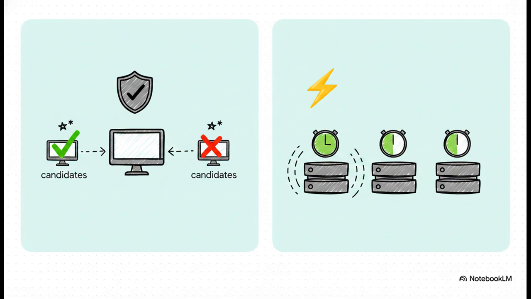Now, this whole election dance has two big goals. First up is safety. You absolutely can't have two leaders in the same term. Raft guarantees this with a simple rule. Each server can only vote once per term. Easy. The second goal is liveness. An election has to actually pick a winner eventually. Raft achieves this with a really neat trick, randomized election timeouts. By giving each server a slightly different waiting period, it makes it super unlikely that two of them will start an election at the exact same time and split the vote.